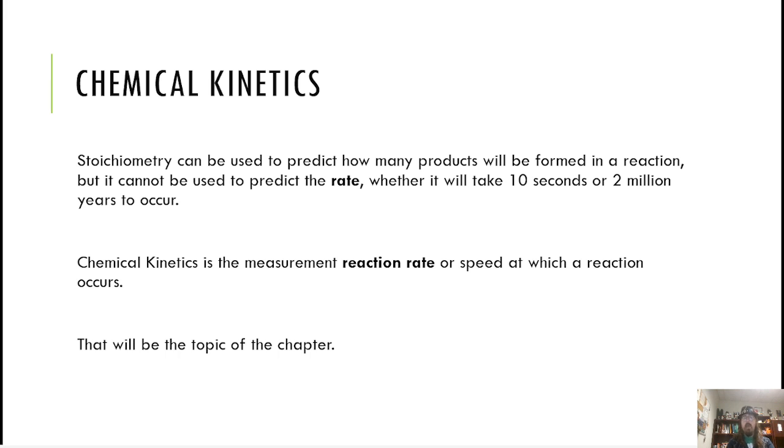Kinetics is essentially reaction speed or reaction rate. Some reactions are instantaneous, some reactions take a long time, like coal turning into diamond or diamond turning into coal. Those are not easily predicted by just stoichiometry. So we are going to measure reaction rates, basically the speed at which a reaction occurs in, say, molarities per second or atoms per second, or some sort of unit of measuring amount over a unit of time.